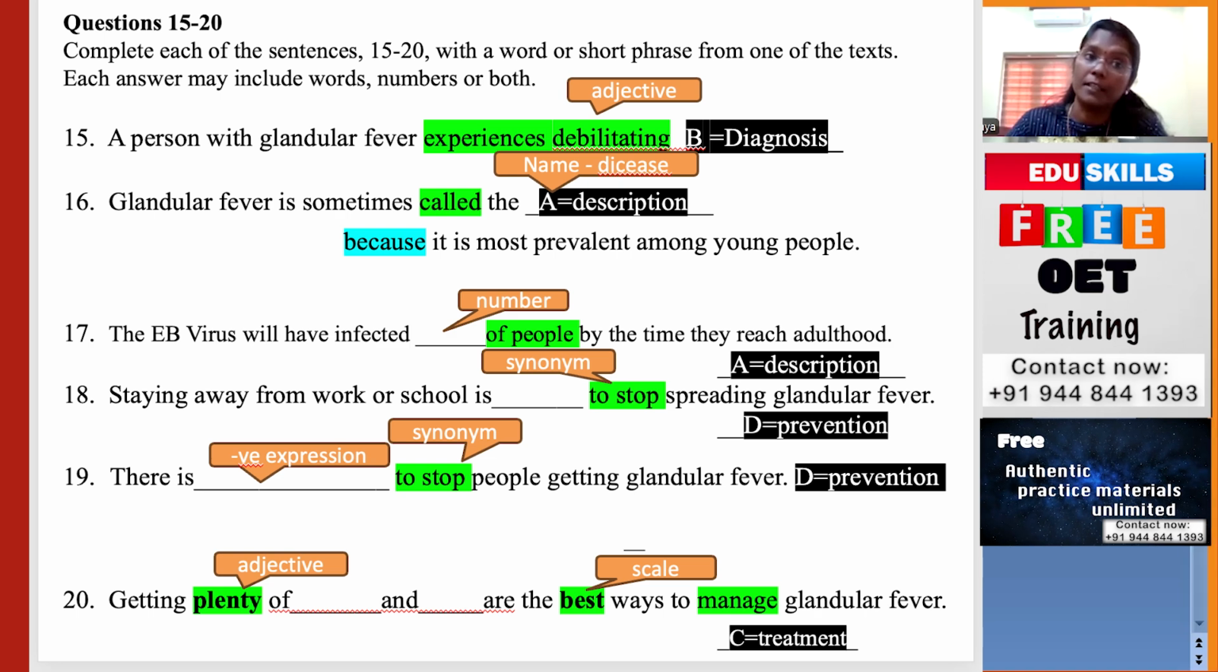Unexpected difficulty. C. That is the unexpected. During the time of the treatment, only unexpected difficulties will arise. So the answer is C.